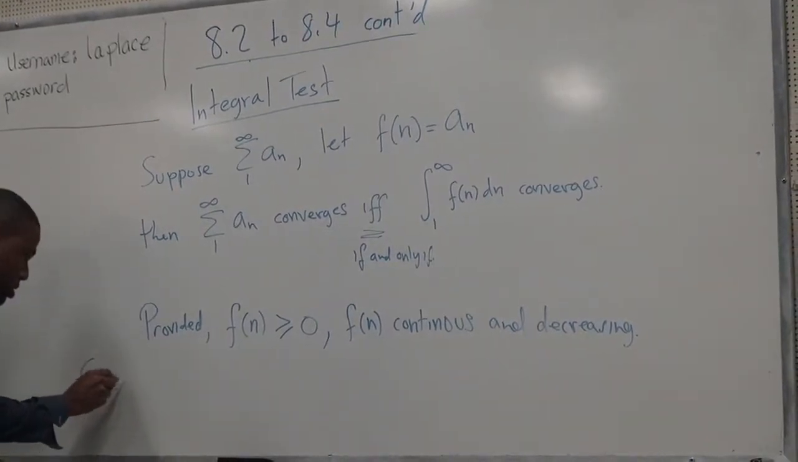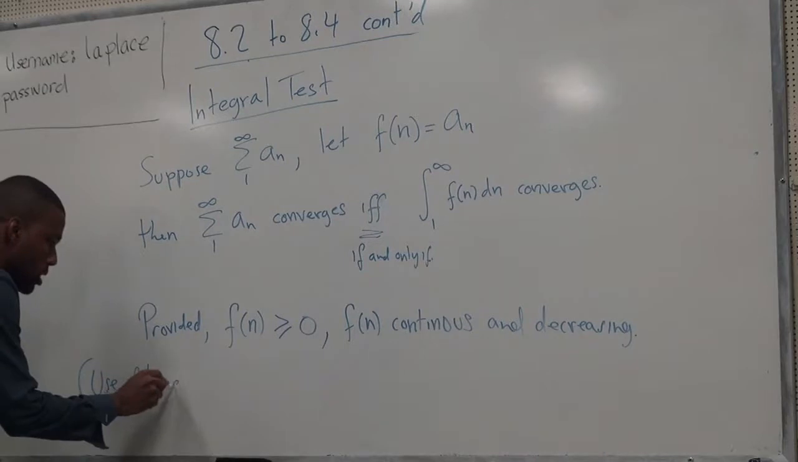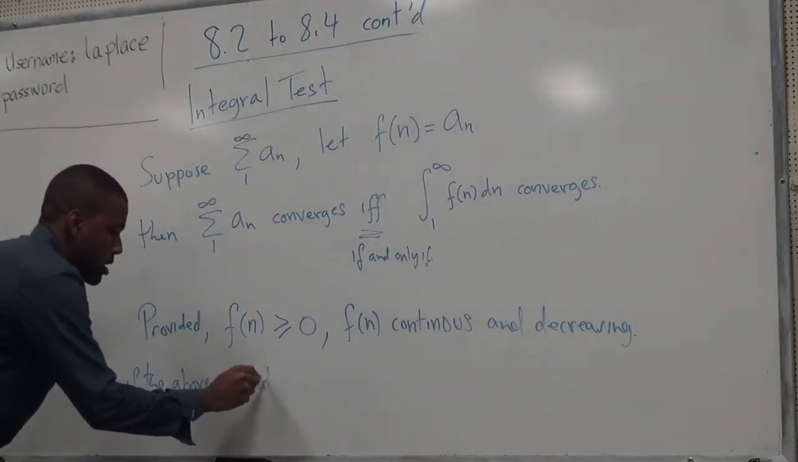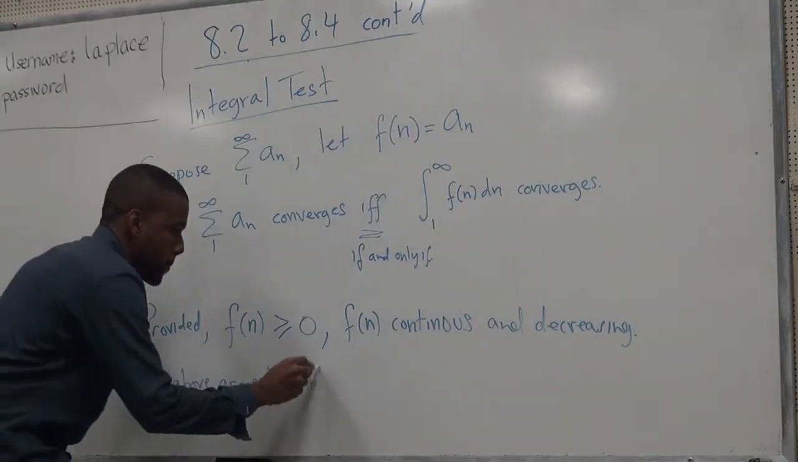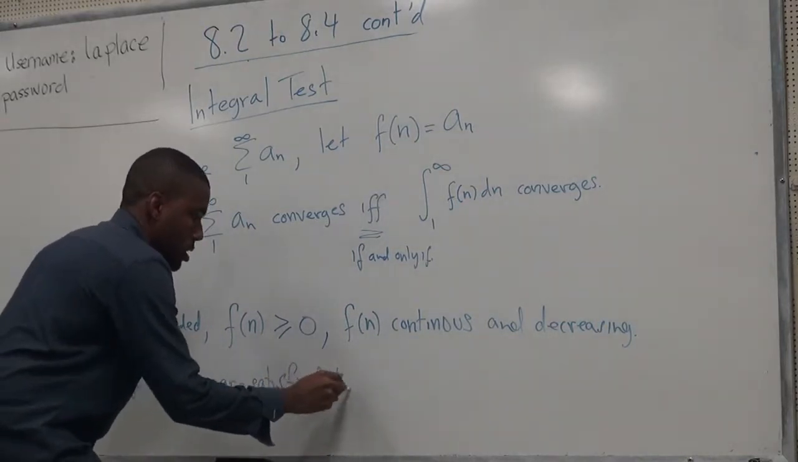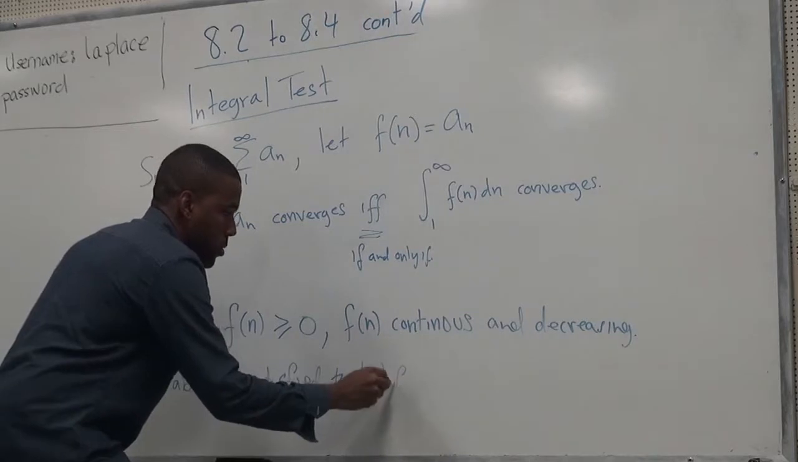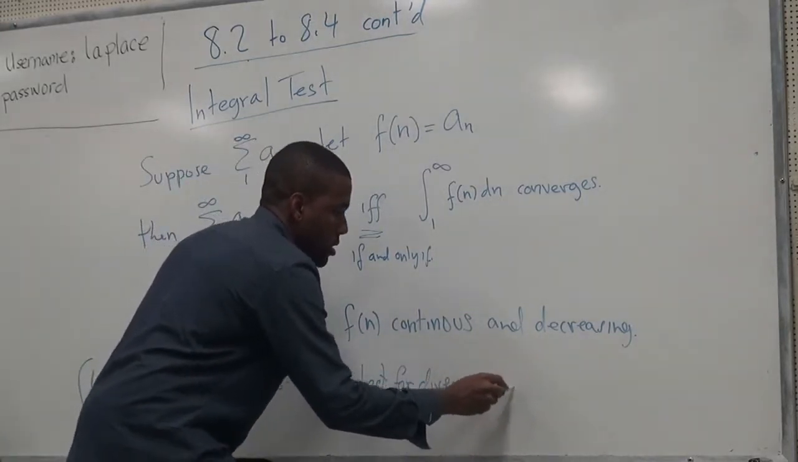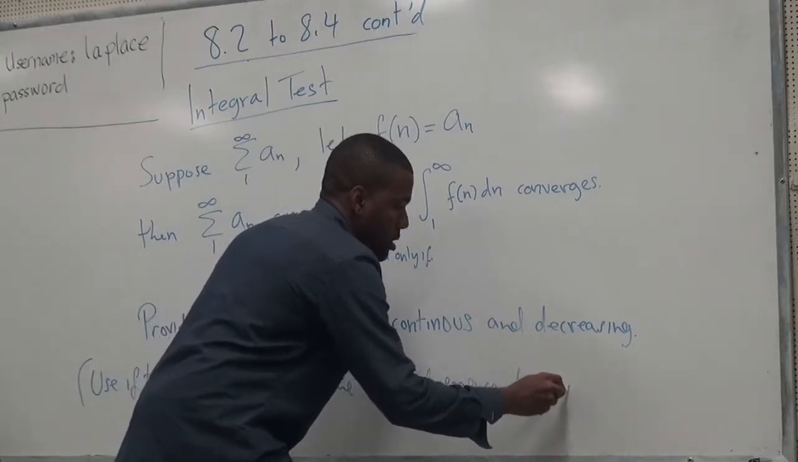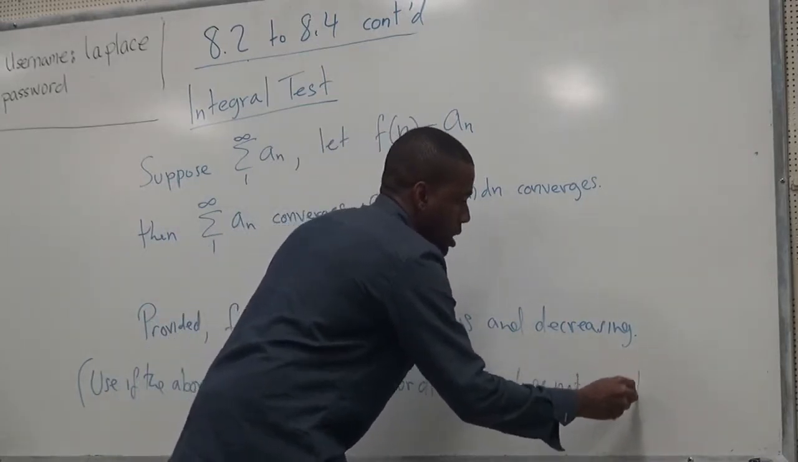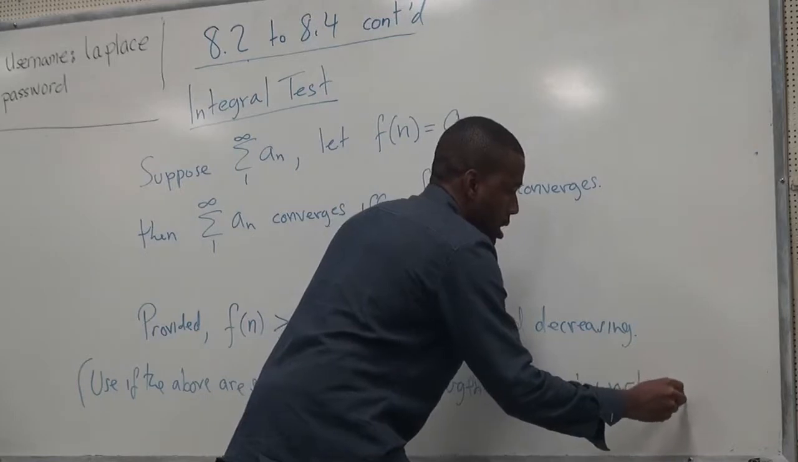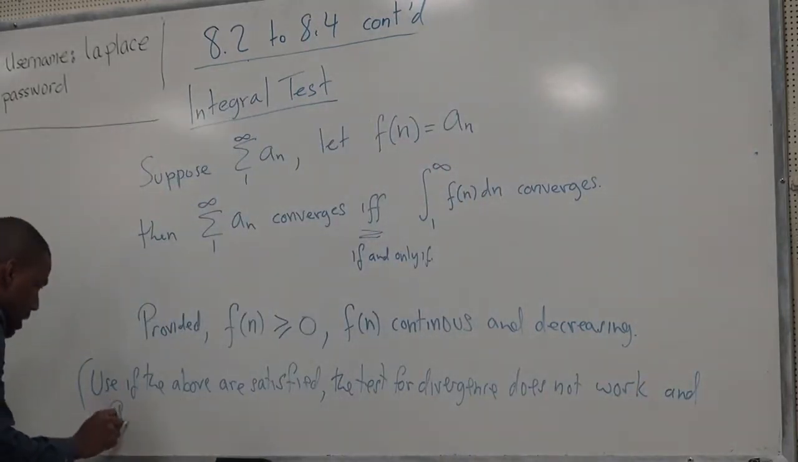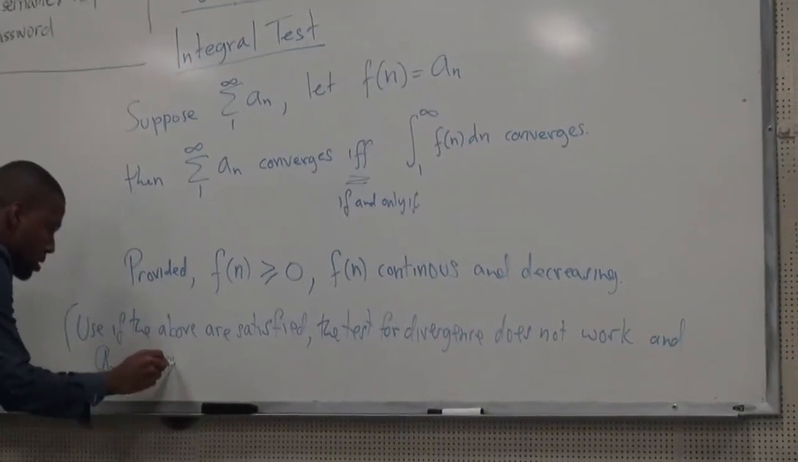So use it if the above conditions are satisfied, the test for divergence does not work, and a_n is easy to integrate.